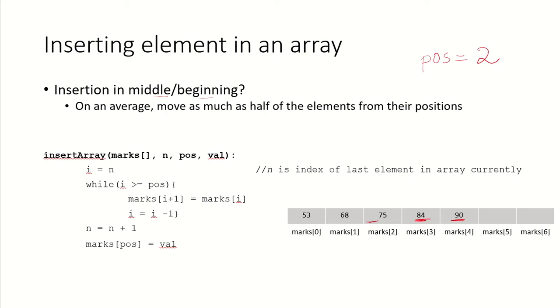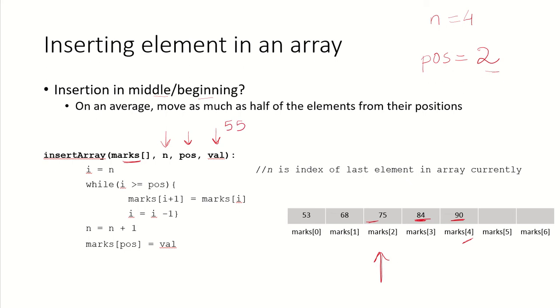So let's see how we can create a function for this. We pass the array, we pass the index of the last element in the array. So we know that currently n is equal to 4 because the last element is present at subscript 4. We pass the position at which we want to insert the new element. So we have said that we want to insert the new element at position 2, that means at index 2. And this is the value that we want to insert. Suppose this value is 55.